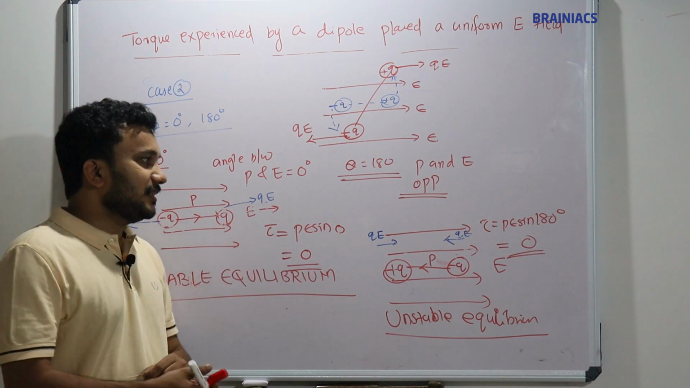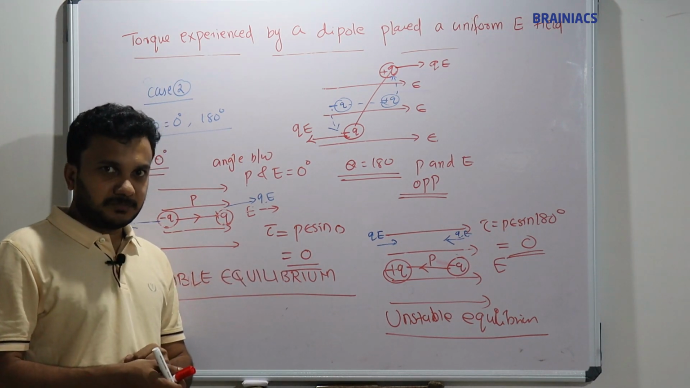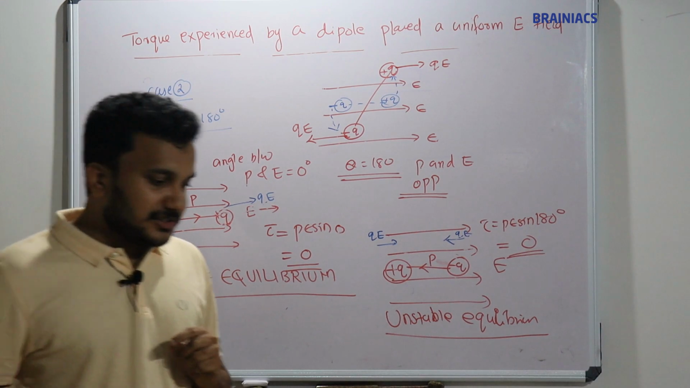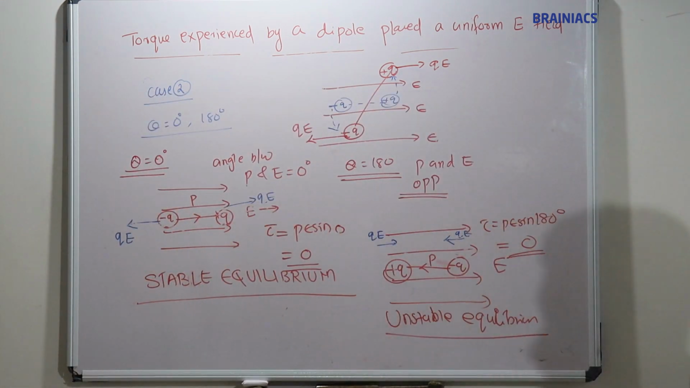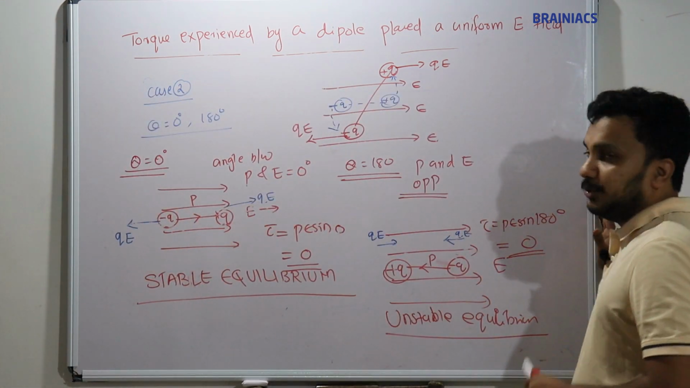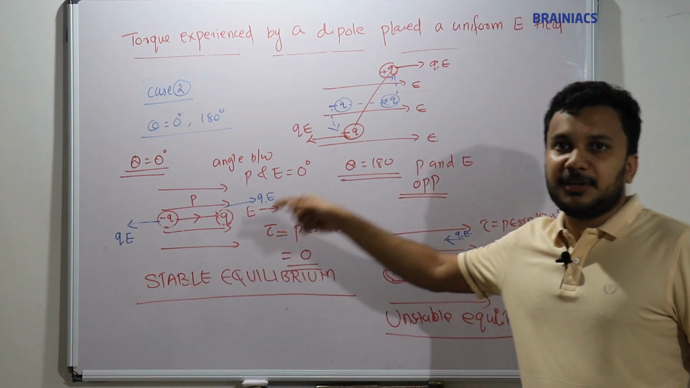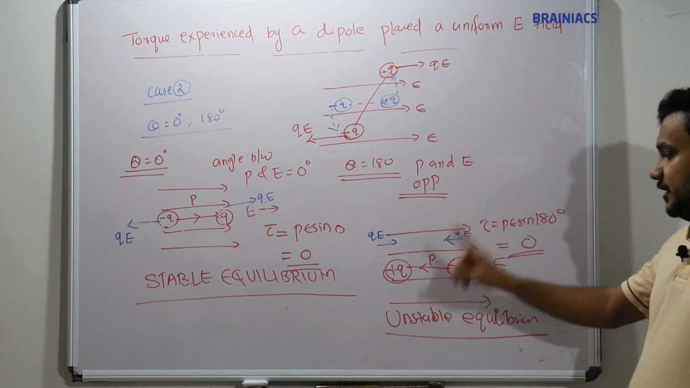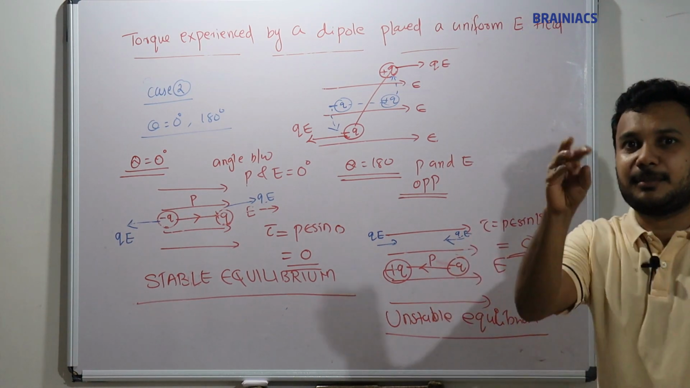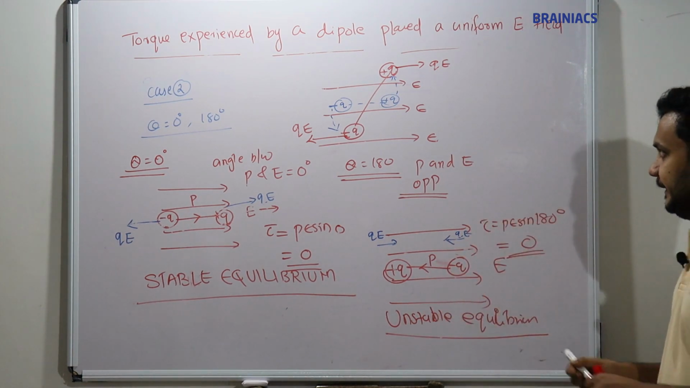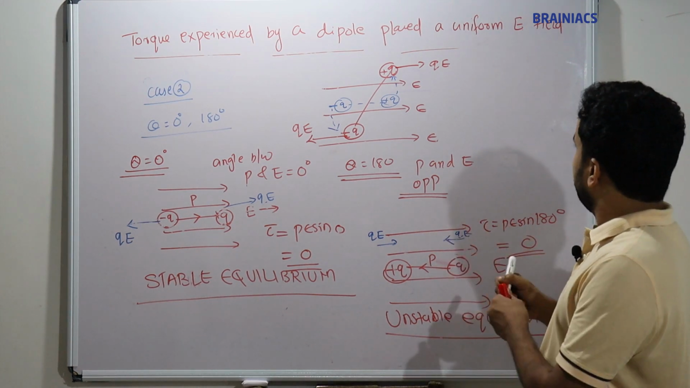Why do I call this an unstable equilibrium? Because if you have created any disturbance, what will happen to the disturbance? If you have done any disturbance in stable equilibrium, it will come back to the original position. In case of unstable equilibrium, it will never come back to the original position. We will see it. Okay, the unstable equilibrium position we will say.